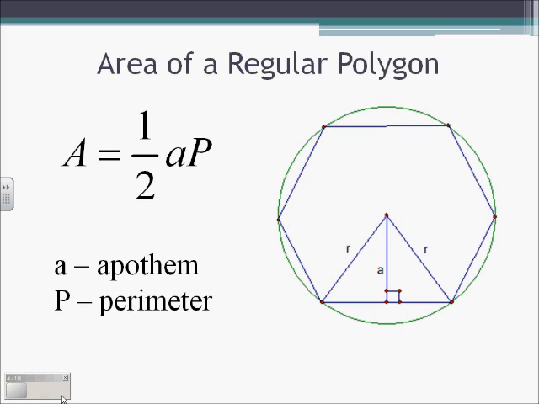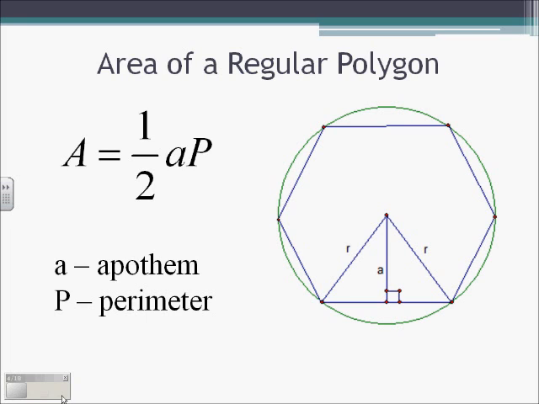Finding the area of a regular polygon. The area of a regular polygon is going to be equal to 1/2 of the apothem, which is a, the vertical line from the center of our polygon perpendicular to one of the sides of that polygon, times p, which is the perimeter.